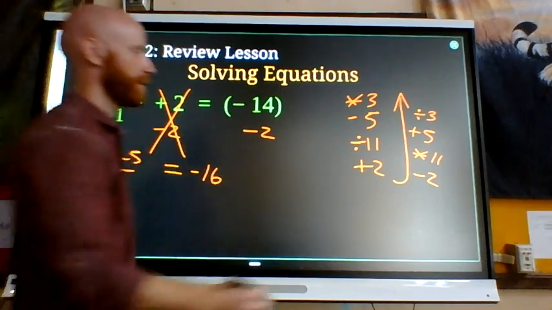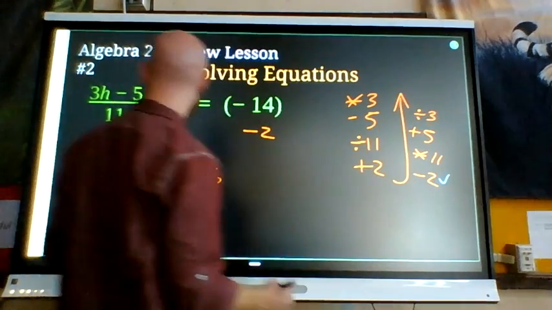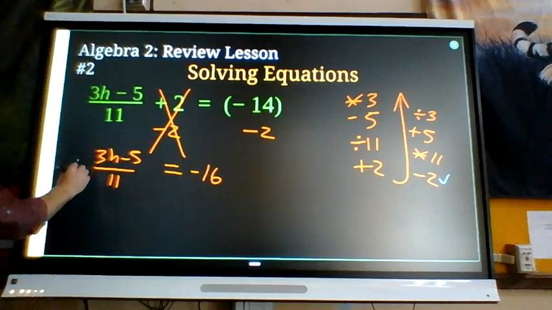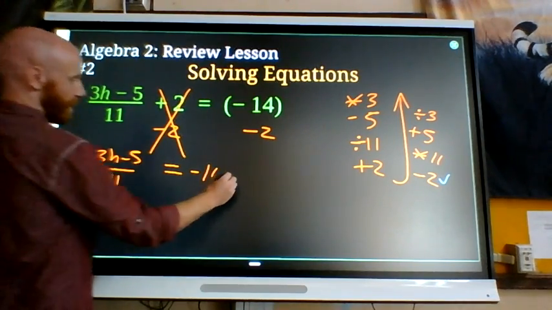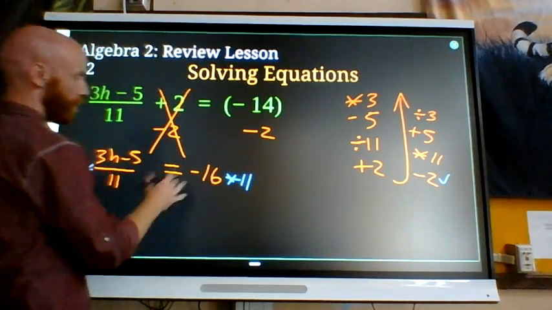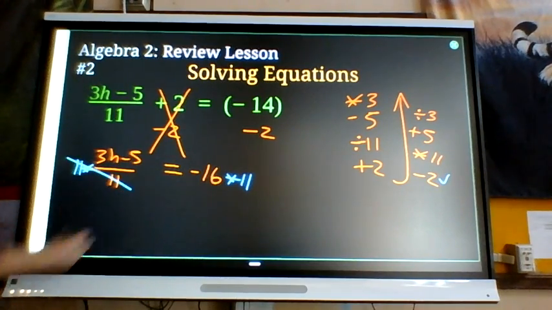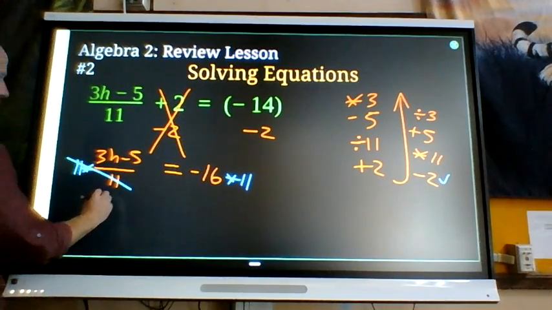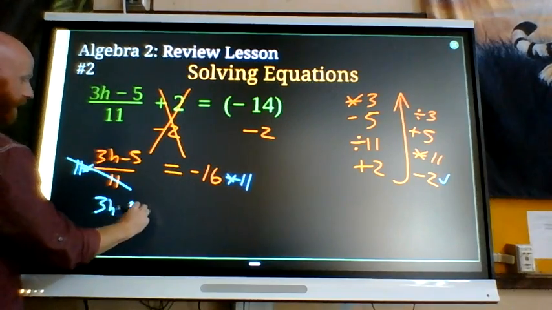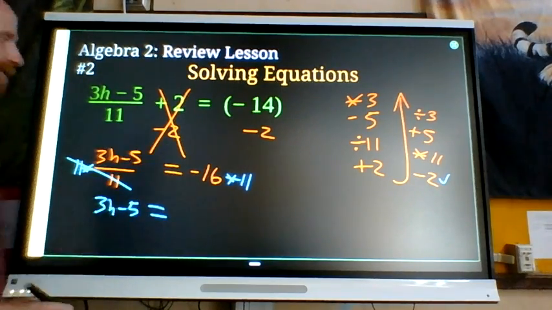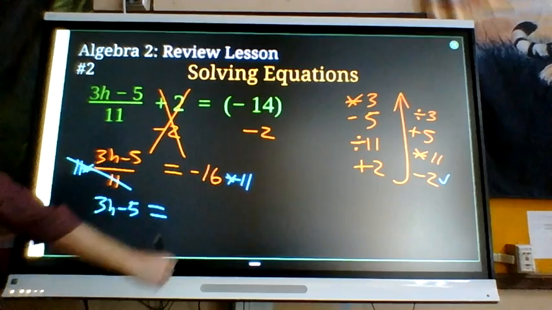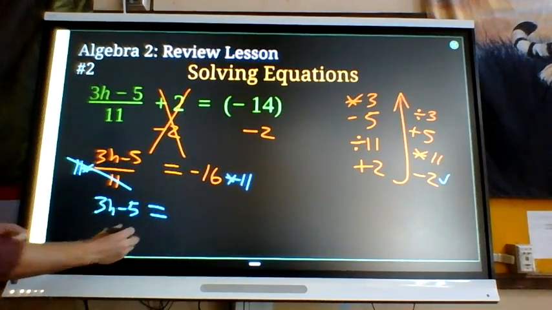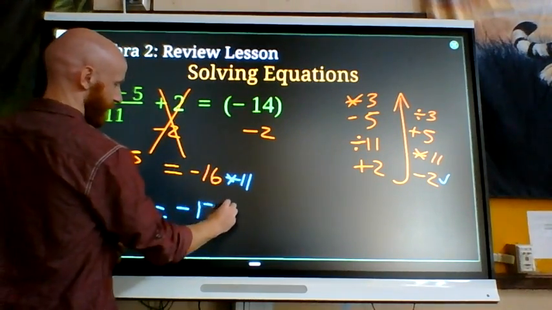Then times 11, we'll get rid of a divide by 11. Times 11 over here, we'll keep the balance in the equation. So we've got 3h minus 5 equals negative 160 minus 16 more, negative 176.